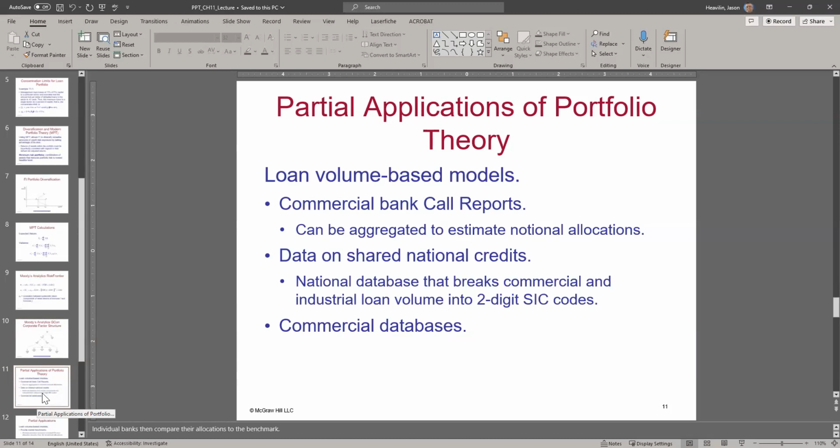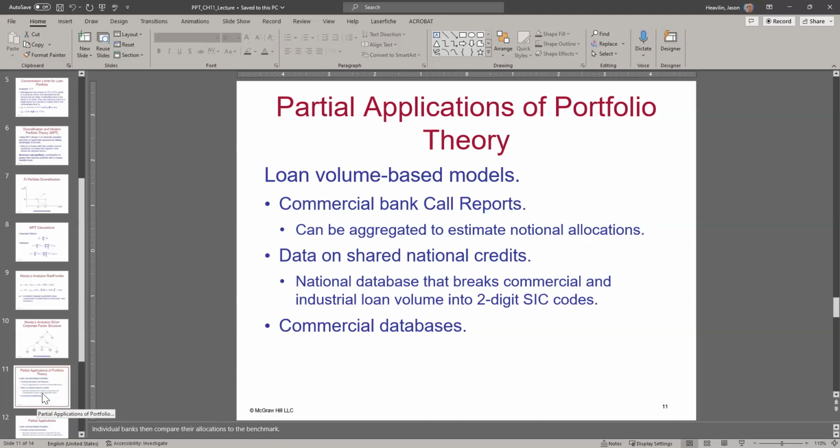Now we can consider partial applications of portfolio theory within the loan universe. We have this thing called loan volume-based models. And what it is, you collect data from a large data set of loans, and then you play the averages, the probabilities of risk, et cetera, accordingly.